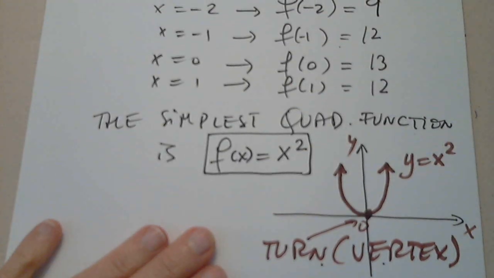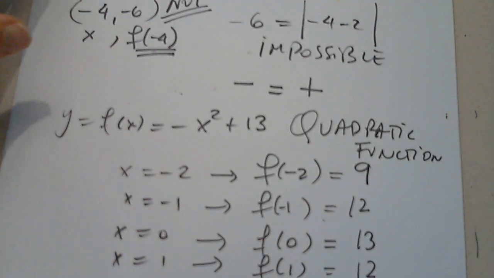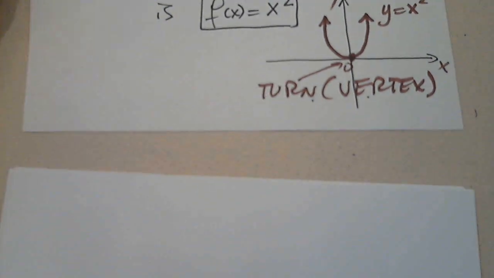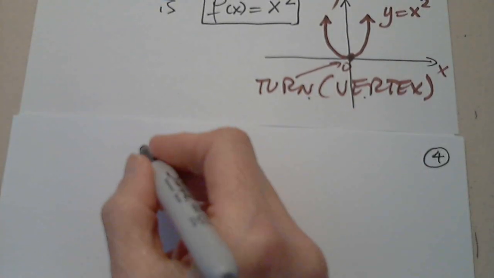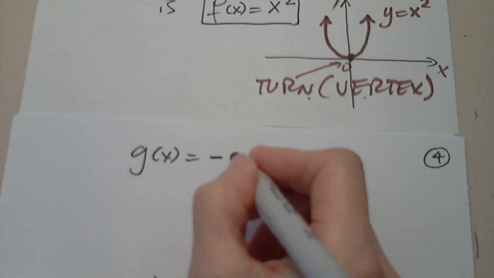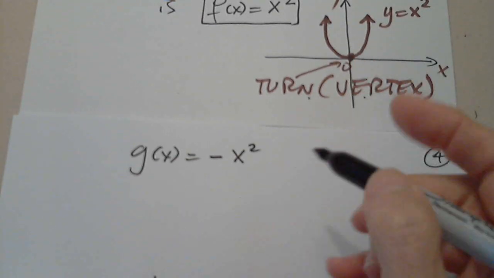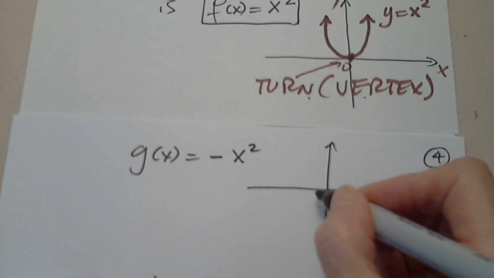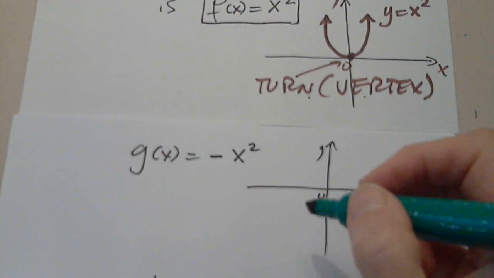Now, the -1 in front creates a totally different situation. It flips the graph upside down. So if you want to look at the function g of x equals -x squared, it's an identical graph, but flipped over the x-axis. So it looks like this.